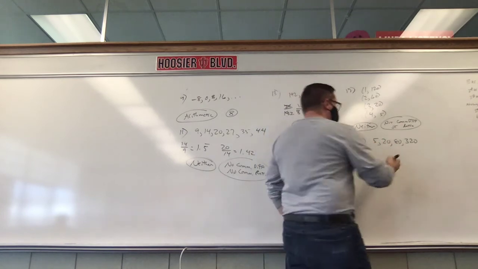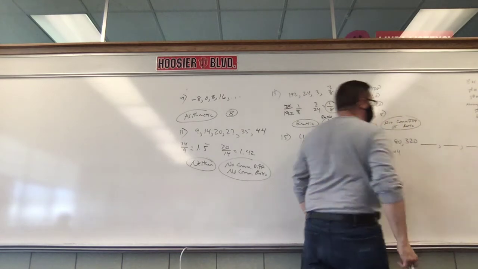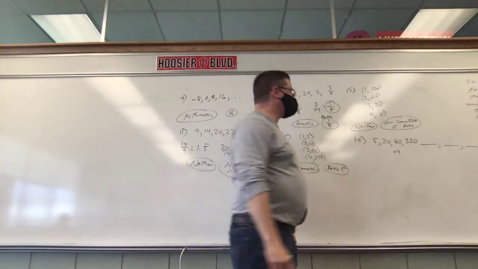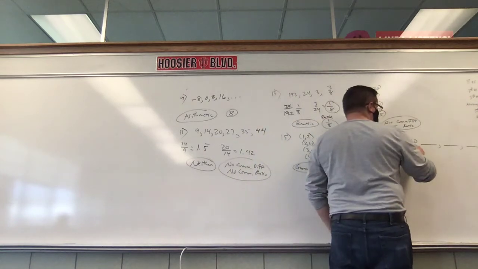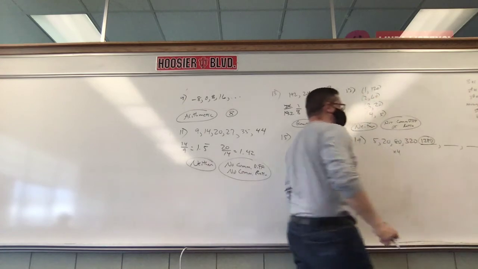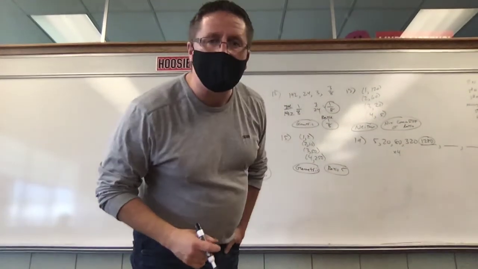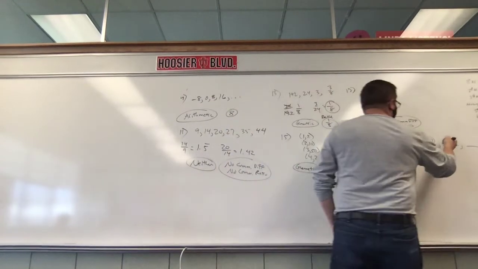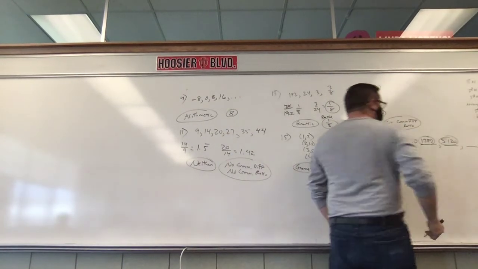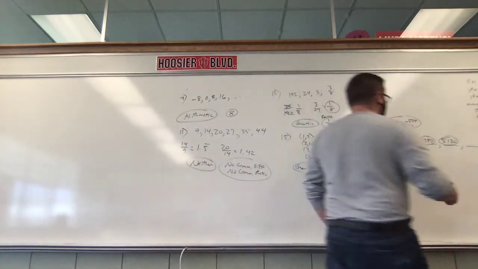So, how do I find the next three numbers? That's what they're asking. I take 320 times 4, which is 1280. How do I get the next number? Multiply that by 4, I'm going to cheat, 5120. How do I find the next one? Multiply that by 4, and you get 20480.